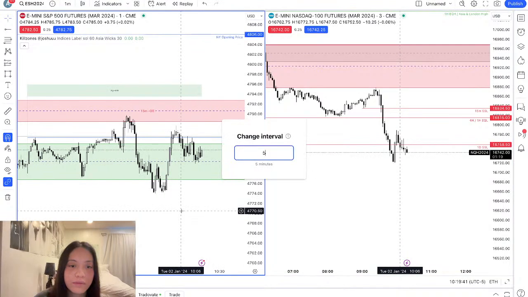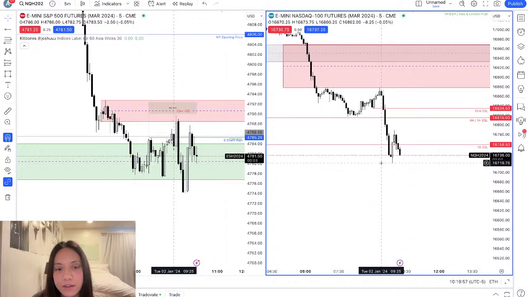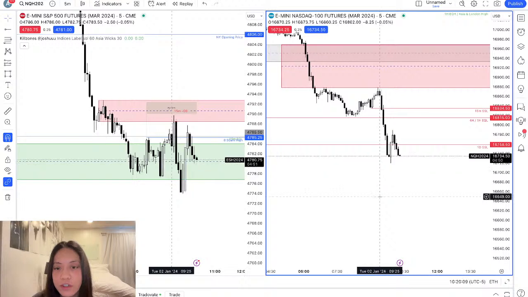Let's go back on the 5 minute. So yeah, looking like we might take this out here and then this low on NQ, and then use this high as the break of structure to the upside.